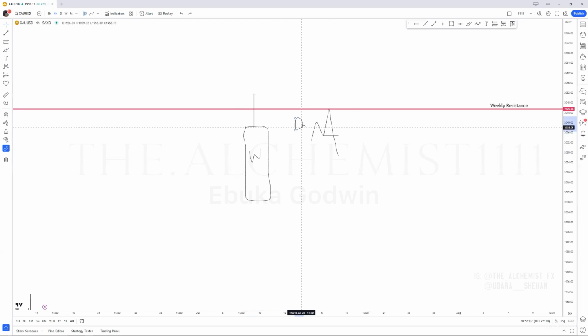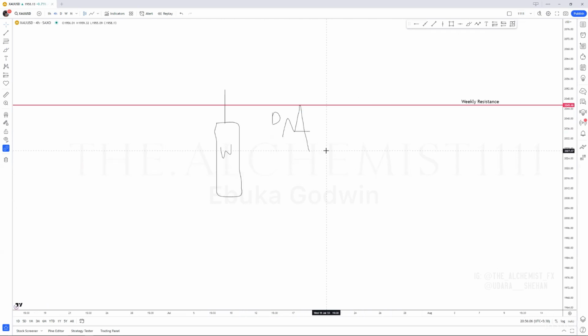So let's say all of this has happened. Now we're going into a new week. During the next week, what you do is you hunt for selling opportunities, because weekly has started a bearish storyline.